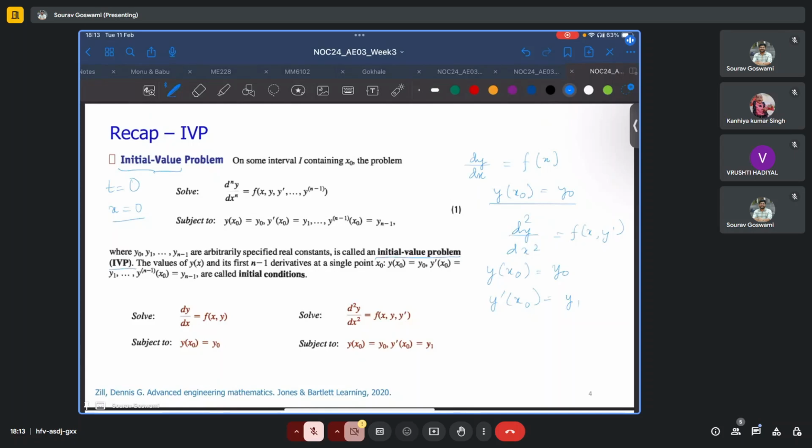And some examples are given here, such as dy dx is f of x, y, subject to y at x equal to x naught is y naught, and d2y dx2 is a function f of x, y, and y prime, with the information given to us. The value of y at x equals x naught is known, as well as the first derivative y prime at x equals x naught is known to us.